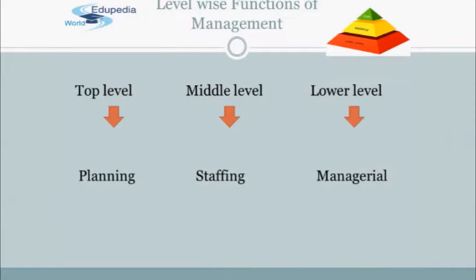As you can see in the slide, there are 3 types of level: top level, middle level and low level. And initially I had discussed the functions to be performed by top level, middle level and low level management. So the level wise functions, as you can see in the slide: top level functions are planning and organizing, middle level functions are staffing and directing, and low level management is managerial controlling. But I can say, students, that managers at every level have to perform all the 5 management functions. However, the relative importance of a function differs at every level.